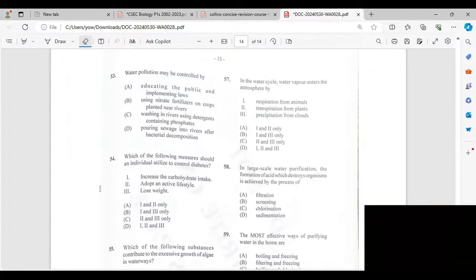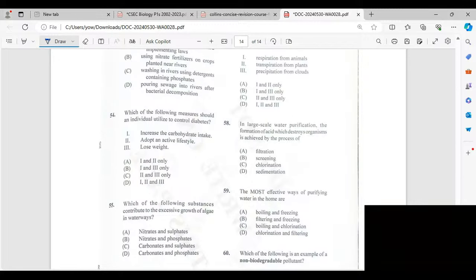Water pollution may be controlled by, of course, educating the public and implementing laws. The rest doesn't make sense. All right, 54. Which of the following measures should an individual utilize to control diabetes? If you have diabetes, you can't increase your carbohydrate intake. You should adopt an active lifestyle and lose some weight. Therefore, 54 would be C.